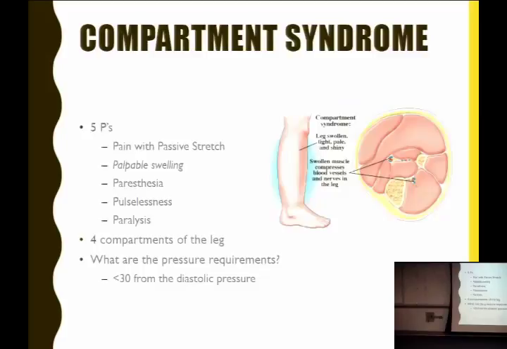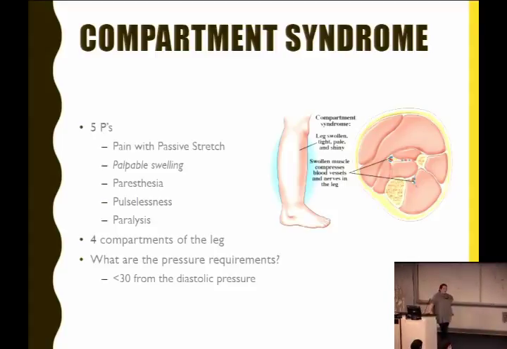Okay, compartment syndrome, I talked about a little bit when I gave the lecture earlier, I guess that was in November. The 5 Ps are pain with passive stretch. The first thing you'll probably see is palpable swelling. So if you go and touch their leg and it's so tense that you can't even depress the skin in, that's a bad sign. Paresthesias, pulselessness, and paralysis all come later.